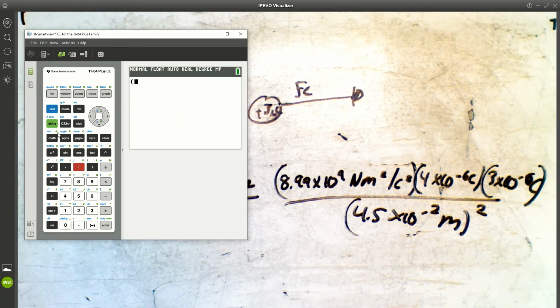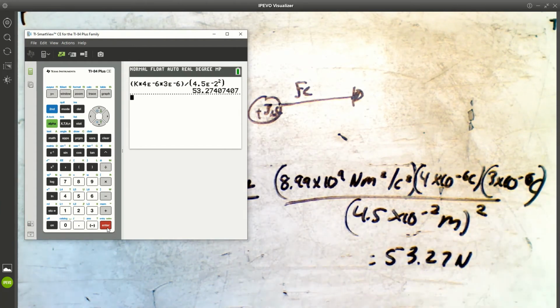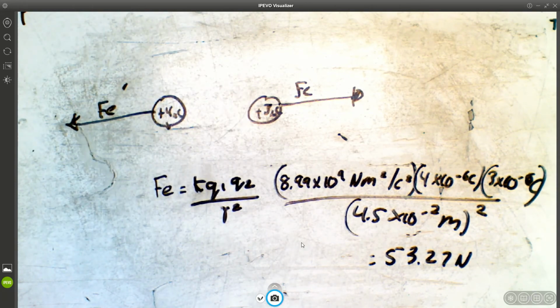Oops. Let's do alpha K times 4 times 10 to the negative 6 times 3 times 10 to the negative 6 divided by 4.5 times 10 to the negative 2 squared. So we get 53.27. So although they have different charges, the force is going to be the same.